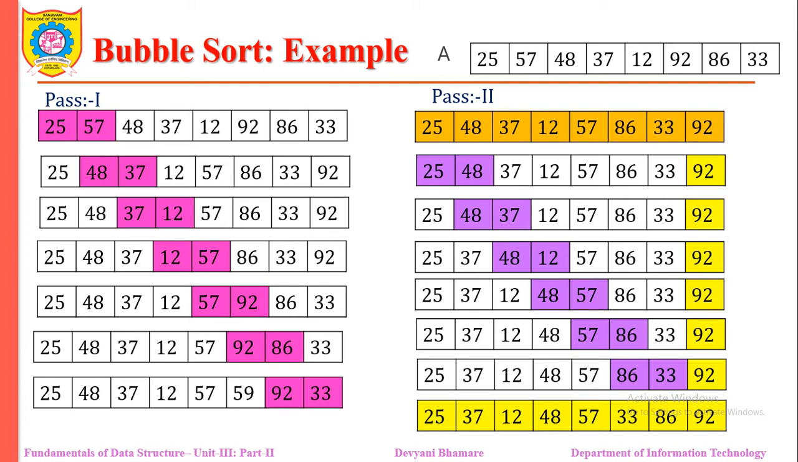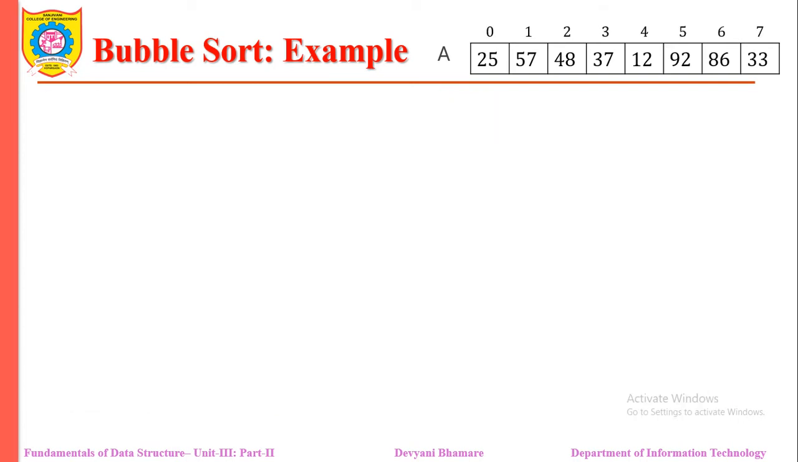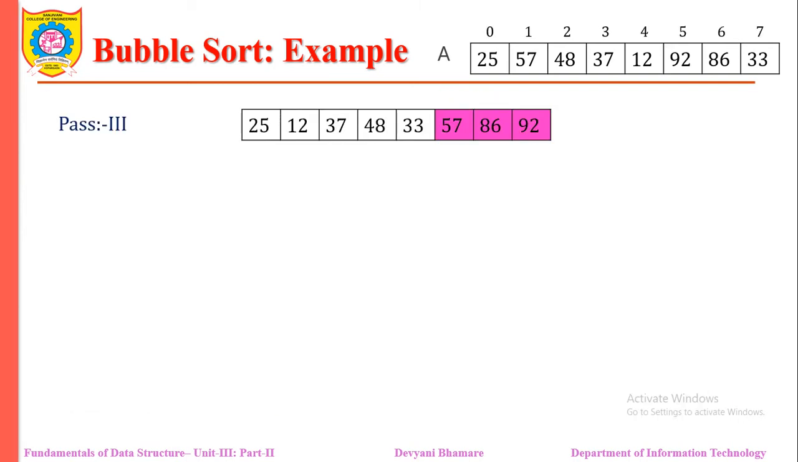Now, still a few elements are left. That's why we are going for the next pass, that is pass 3. So, how many elements are here? Here, total 7 elements are there. That's why the total number of passes required are... Here are total 8 elements. Therefore, total passes required are 7. In pass 3, we are getting 57 at its proper place.